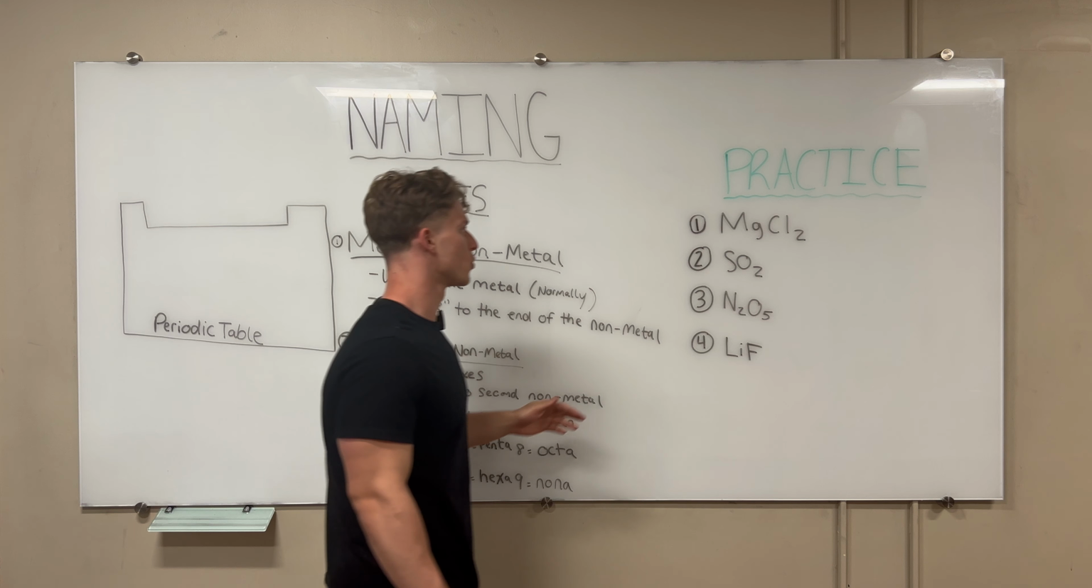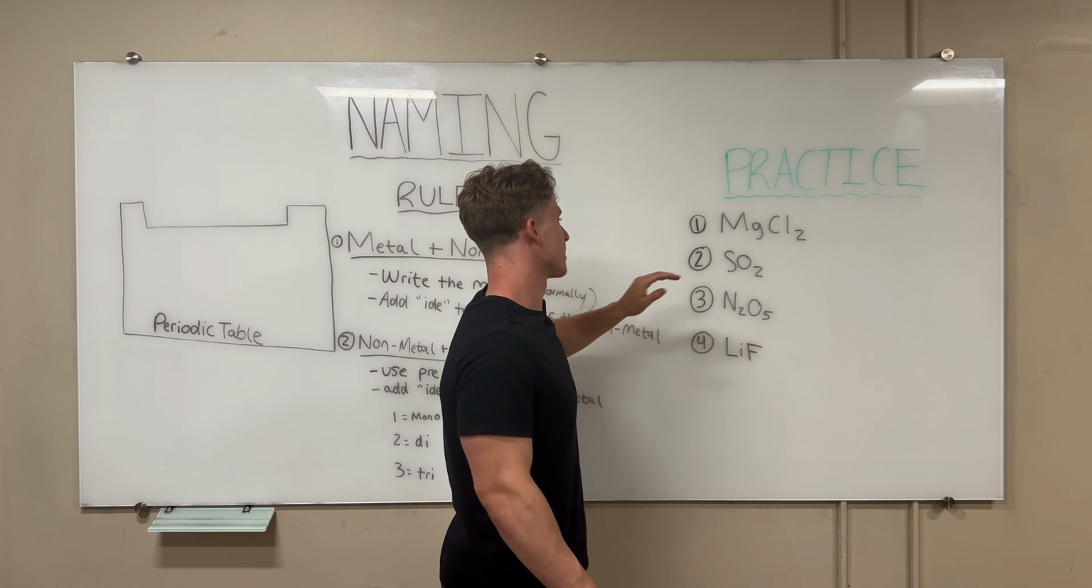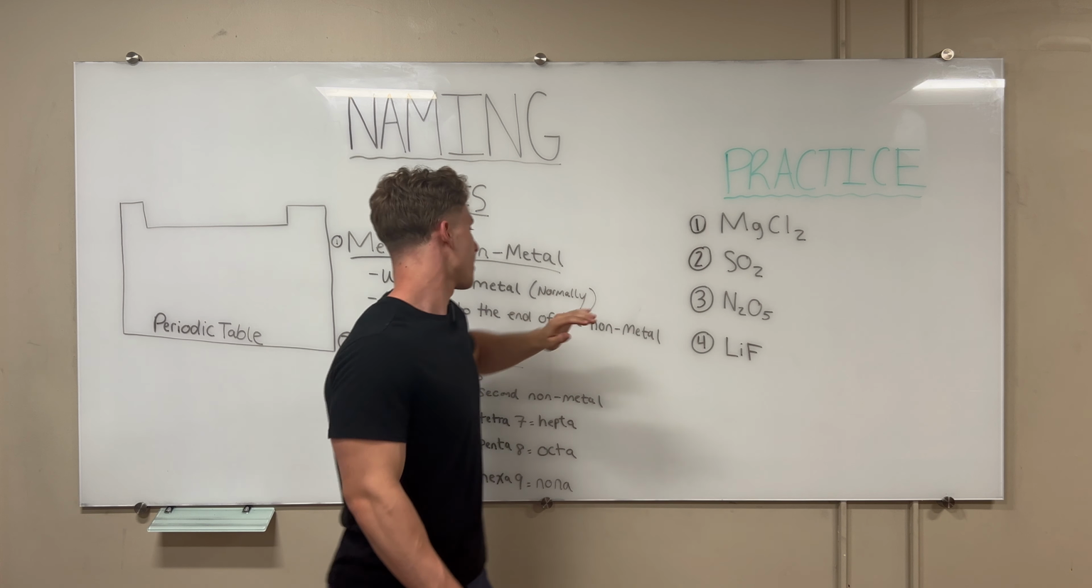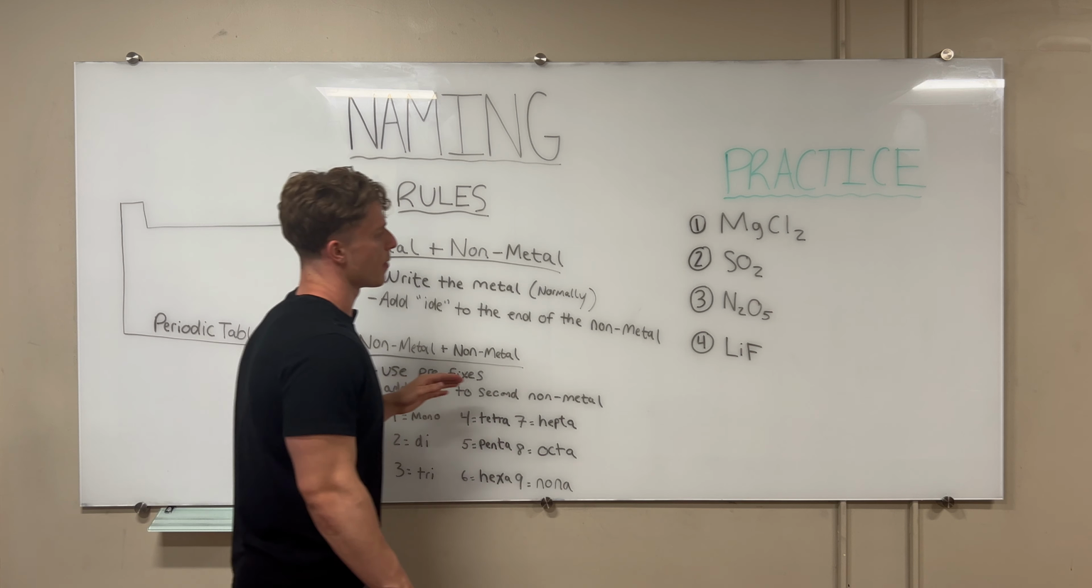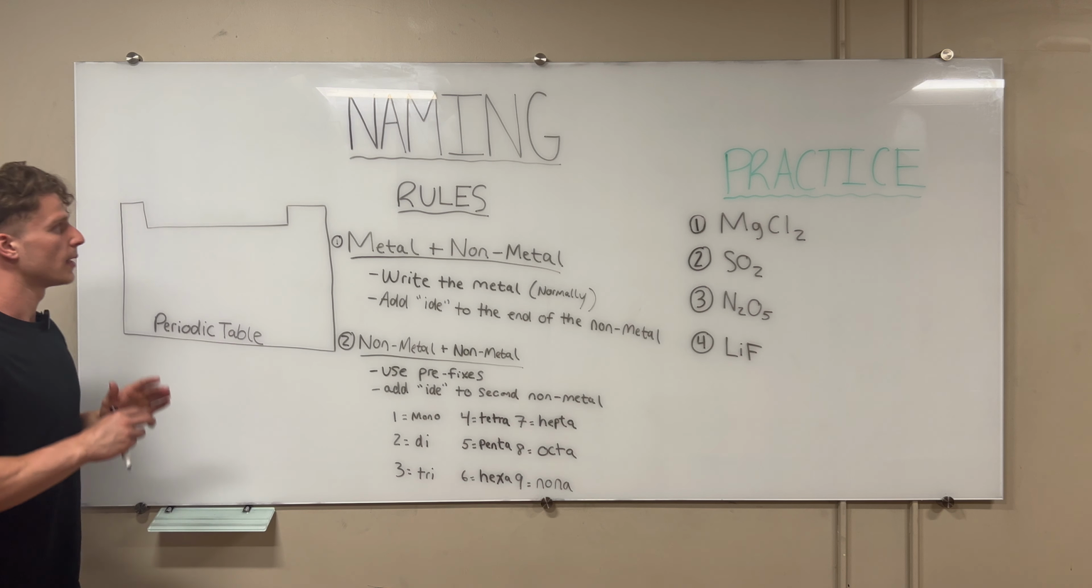Once we cover these rules, we're going to do some practice over here. What we're going to see with these four practice problems is that some of them combine a metal and a non-metal, like in this one, and some combine two non-metals, like in this one right here. We're going to cover that in just a second. So let's jump right in.